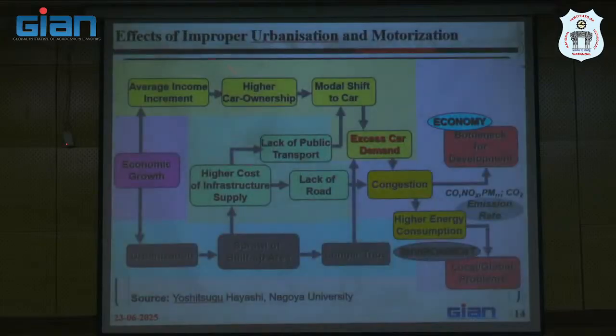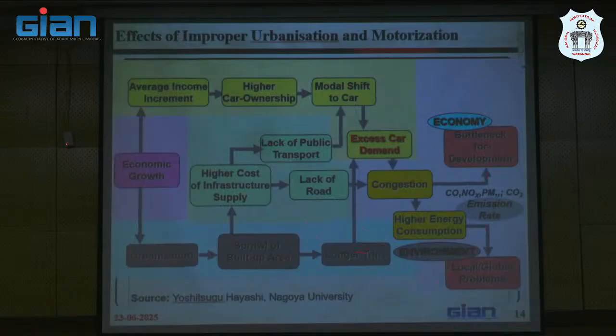So that's the way: the average income increases, then the higher car ownership and the mode shift to the car happens. Then there is the excess car demand, which might result in congestion. So there is one way of breaking it, at the higher cost of infrastructure supply, that I can make one policy here to operate HOV lines. Then for the lack of public transport, I can make one policy as an incentive to public transport. Then I can make another policy of different price policies, or destination choice policies, like parking charges.